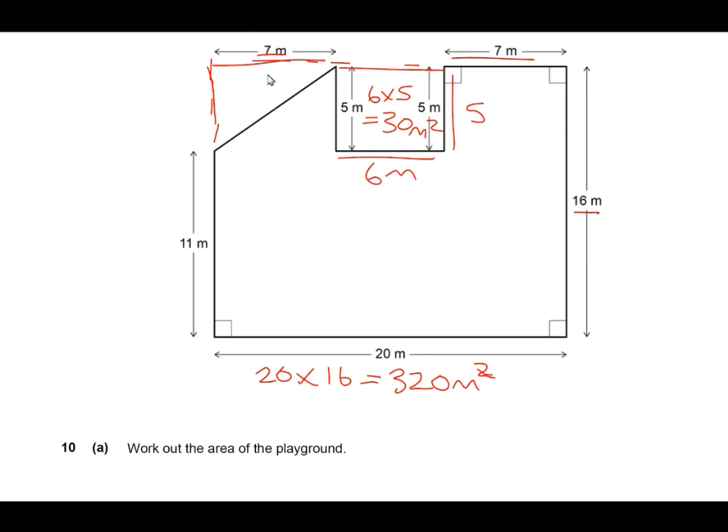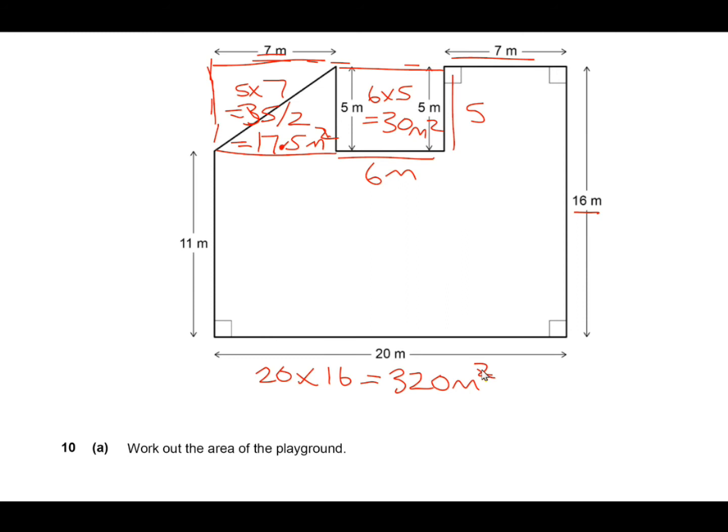Now, for this section here, we're working out the area of a triangle. So we need to know the base times the height. Well, the base is 5. The height is 7. Therefore, it's 35. And we need to divide it by 2. So it's 17.5 meters squared for this section here that we need to also take away.